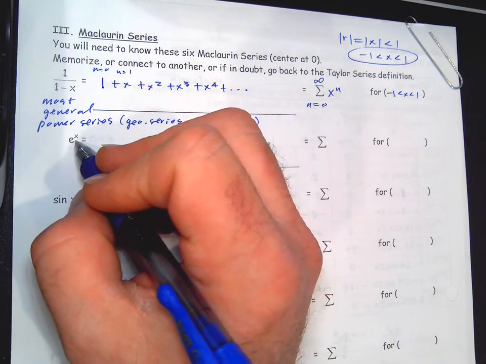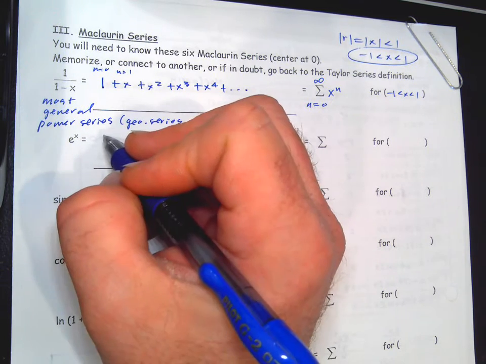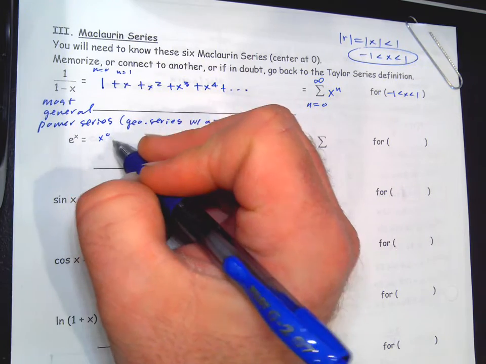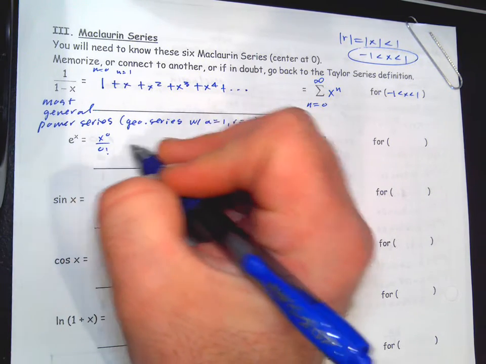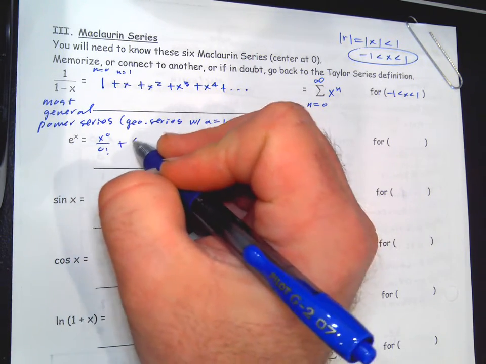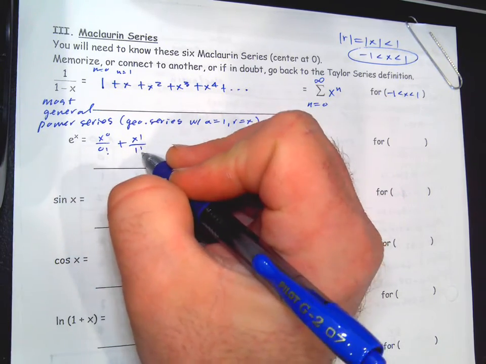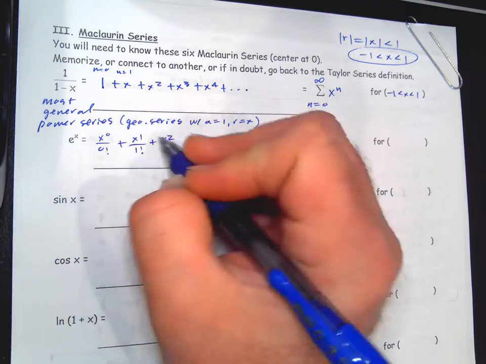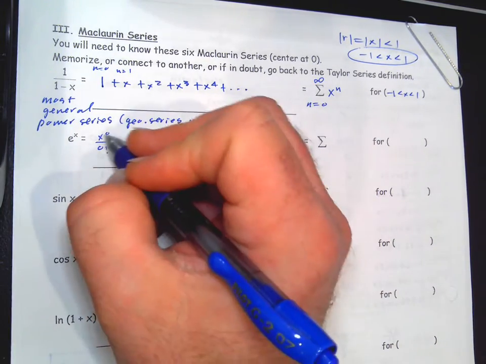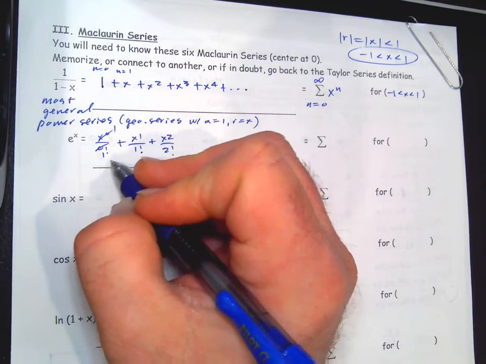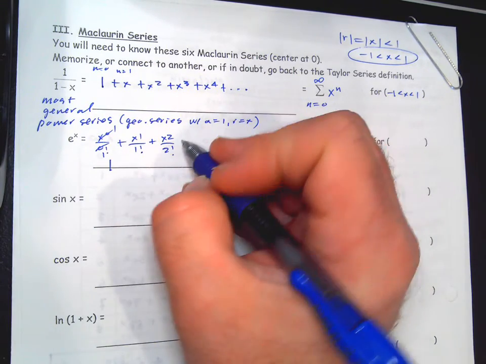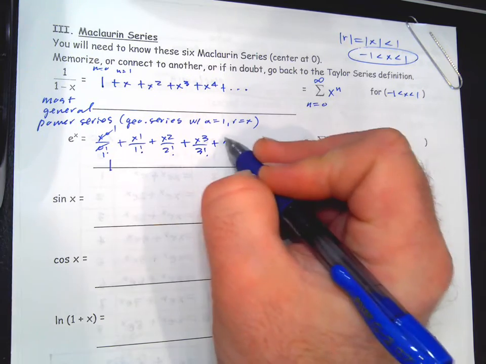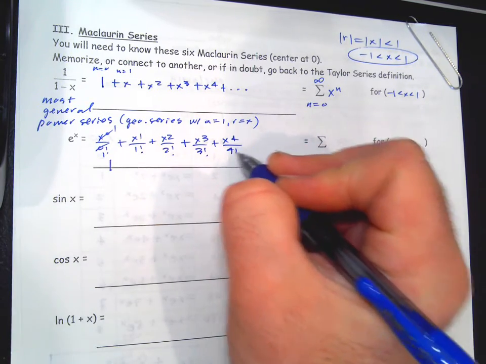Now, some of these give surprising results. The e to the x one, you're just going to memorize. It's x to the 0 over 0 factorial plus x to the first over 1 factorial plus x squared over 2 factorial. So it's x to increasing powers over the same factorials. That first term is just going to be 1, and then that one's just going to be x. But that's the pattern: x cubed over 3 factorial plus x to the fourth over 4 factorial. It's a pretty simple pattern.